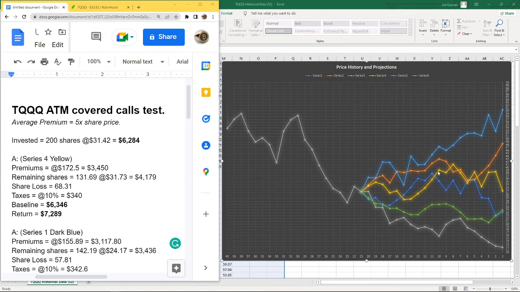The average share price through this duration was 172.5, and since there's going to be 20 weeks, we're going to be selling 20 calls. Multiply that by 20, your premiums are going to be $34.50. So we write that down. Now, you will lose 68.31 shares due to contracts being exercised.